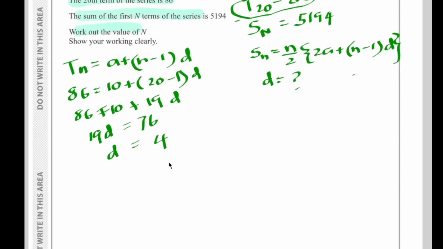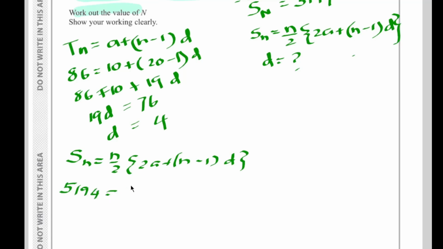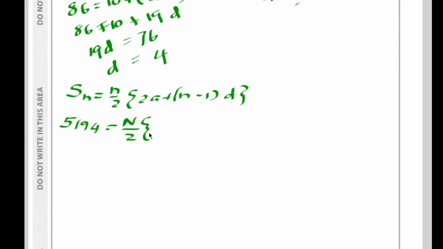Now straight away move on to this equation. So I'm going to write down that equation. Sn equals n over 2, 2a plus n minus 1 times d. So Sn is given as 5194. N means capital N over 2. 2 times A. A is 10. Yes, A is 10. Then 2 times A means 20.